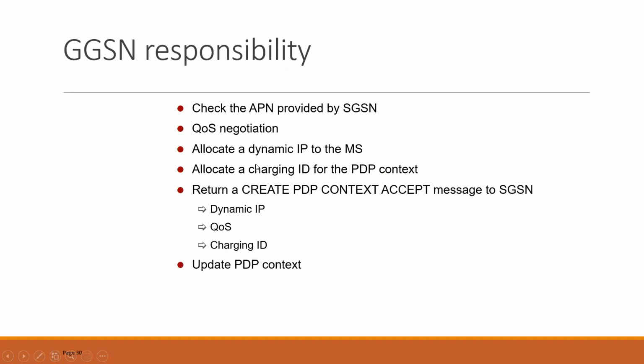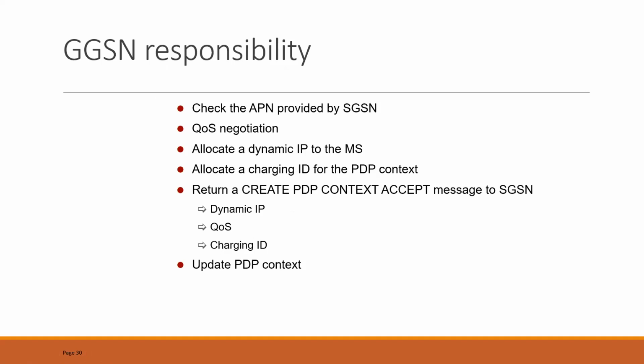Okay, the GGSN's responsibility is to check the APN that is provided by the SGSN. Obviously, when your request is sent, the GGSN will have the APN defined and the IP pool configured with it. So it checks whether this APN is a valid APN or not. If it's not a valid APN, then obviously it will reject your activate PDP context request.